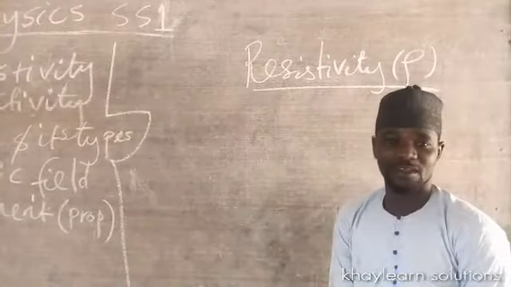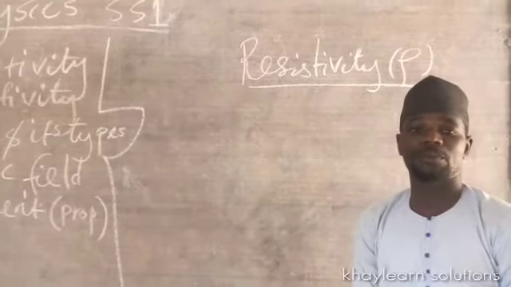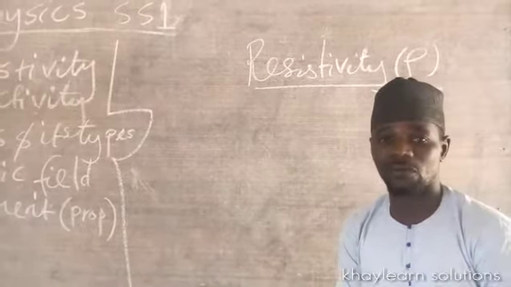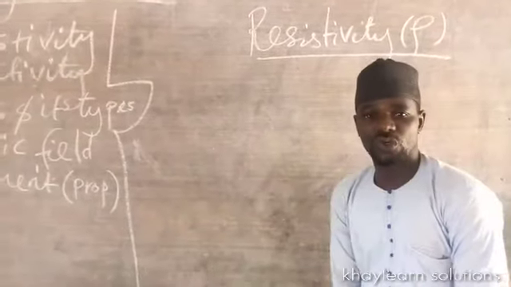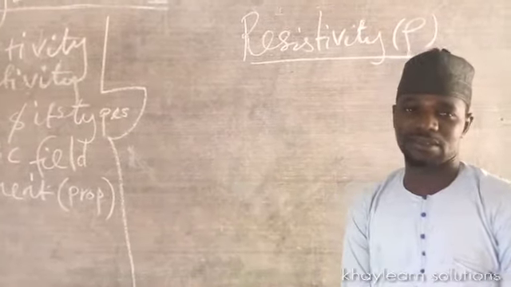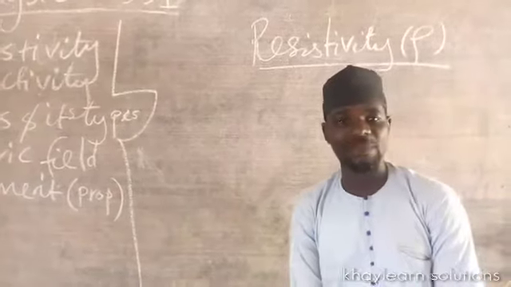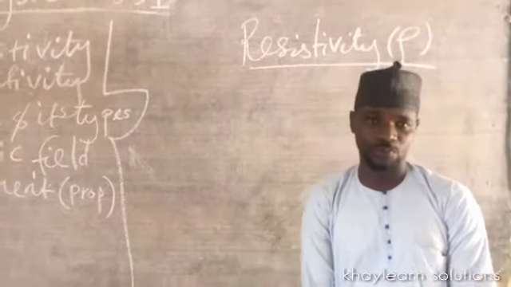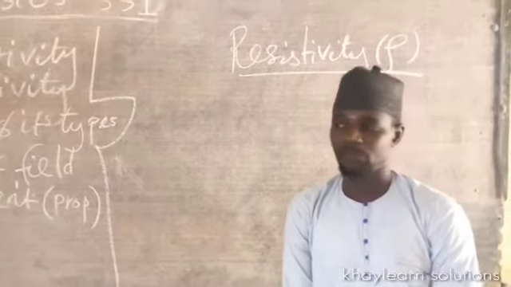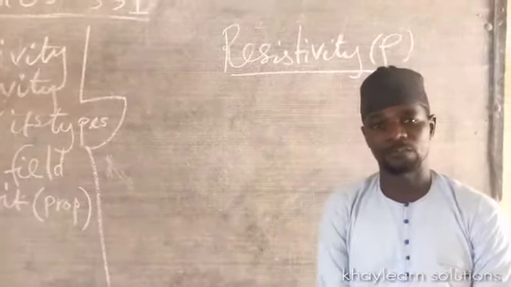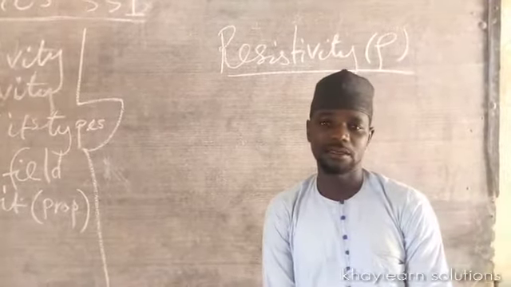So students, we are now on to resistivity. Resistivity by definition is just the ability of a substance to resist the flow of electric current through a conductor. Every conductor has its own resistivity, depending on the nature, the type of the material used to make the conductor. So resistivity is just a property of a substance that gives it the ability to resist the flow of electric current through it. Take an example: copper, silver, zinc, aluminium.